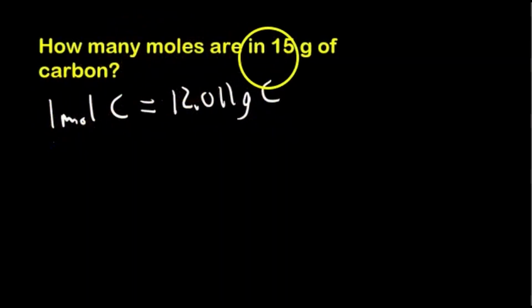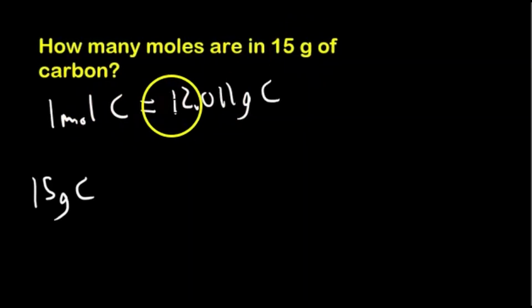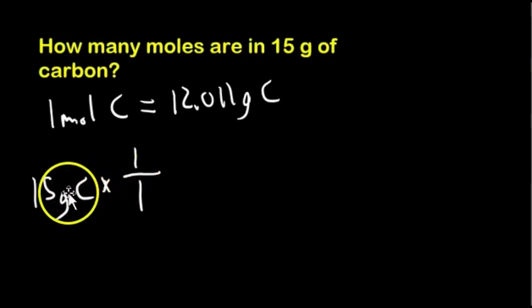So if we want to know how many moles there are, we'll start off with 15 grams, because this is our given, grams of carbon, and we want to know how many moles. Well, if these are equivalent, we can multiply this number by 1 over 1. And it doesn't change, right? You can multiply anything by 1, divide it by 1, nothing changes. So multiplying it by a fraction where the numerator and the denominator are the same, we don't change this at all.